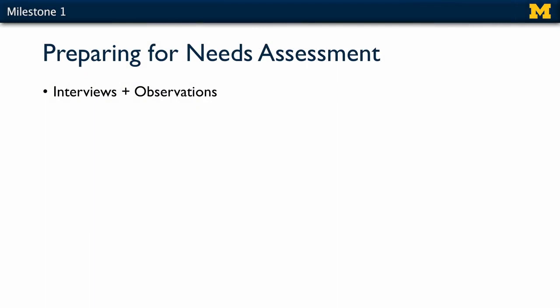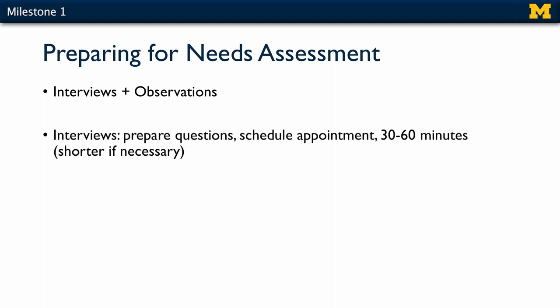Another consideration in preparing for your needs assessment study is thinking about the different methods that you can use to get at users' needs. Obviously, interviews are asking people questions, and observations are watching people do the activities that you're trying to support. For interviews, what you need to do is prepare questions, think about what it is you want to ask, schedule an appointment with your potential users, typically plan to spend 30 to 60 minutes. You can do shorter if necessary, if it's difficult to find time with your target users that is as long as 30 to 60 minutes, but you want to try to shoot for as much time as possible within that general time frame so that you can get the best information you can.